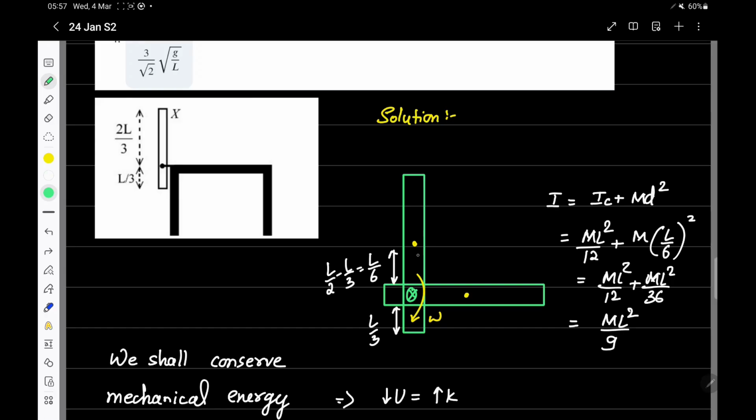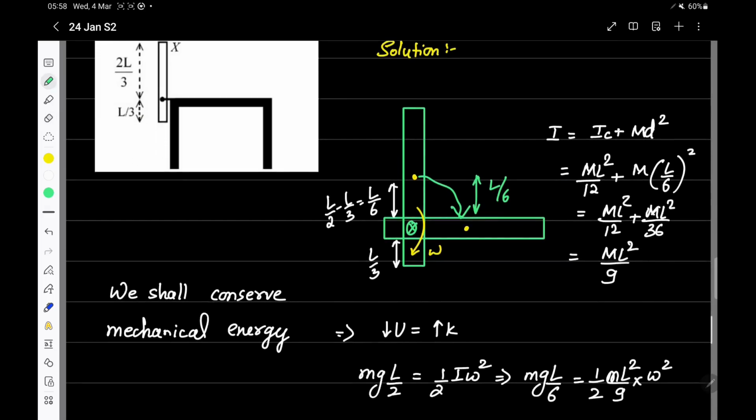Obviously the center of mass is currently at a height L by 6 from the pivot, which is L by 2 minus L by 3. So when the rod falls, the center of mass has fallen by a height of L by 6. That is one thing to keep in mind. Second thing is, we need to find the moment of inertia about this pivot I.